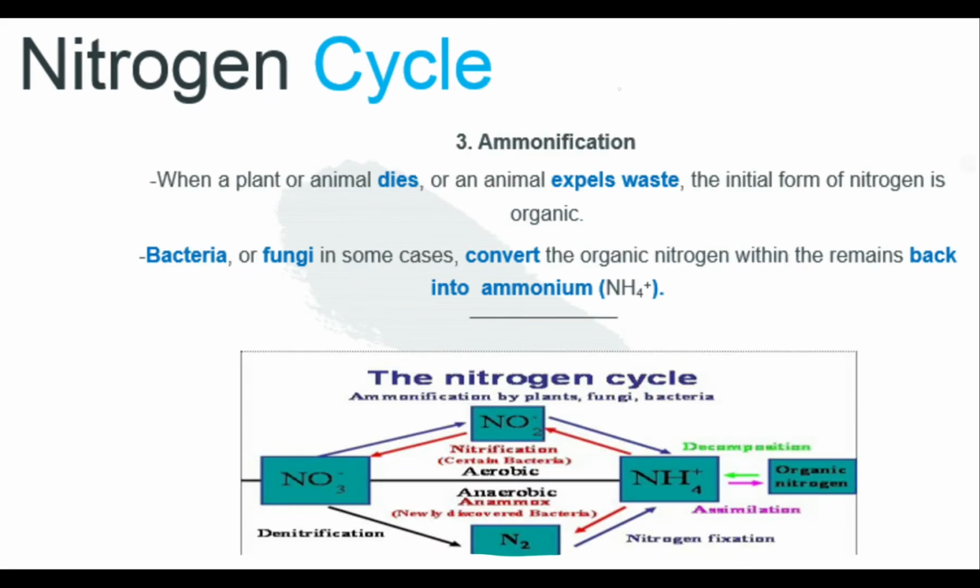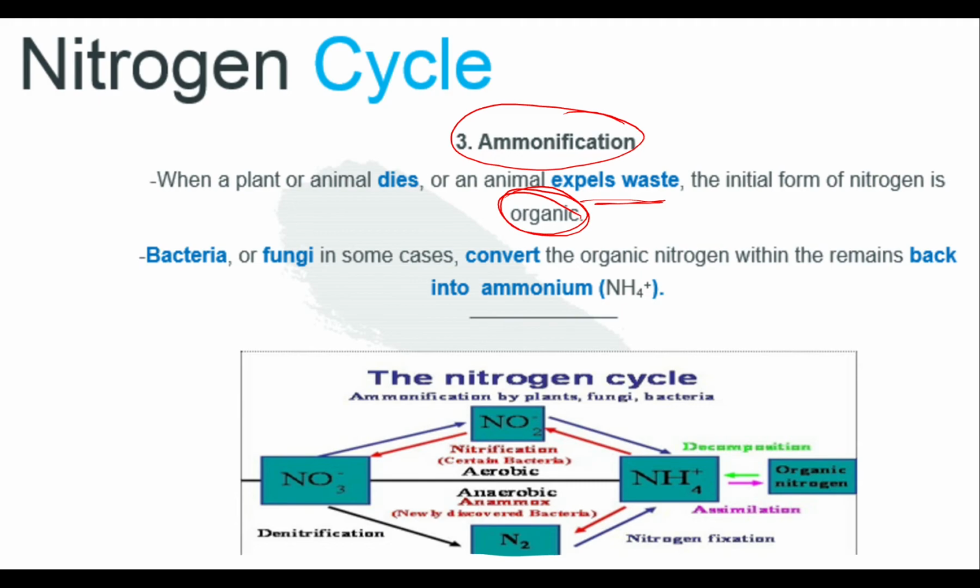Okay. The third process is ammonification. Okay, so when a plant or animal dies or an animal expels waste, the initial form of nitrogen is organic. So whenever any biological component, whether it's plants or animals, dies, or when the animals expel their waste, the initial form of the nitrogen is organic. So we have to remember that.